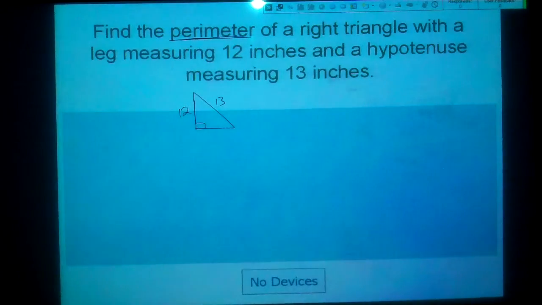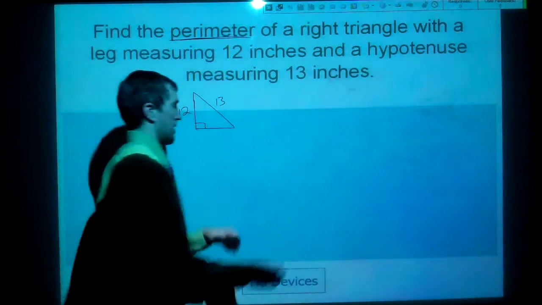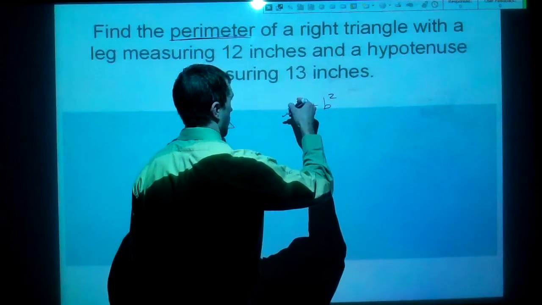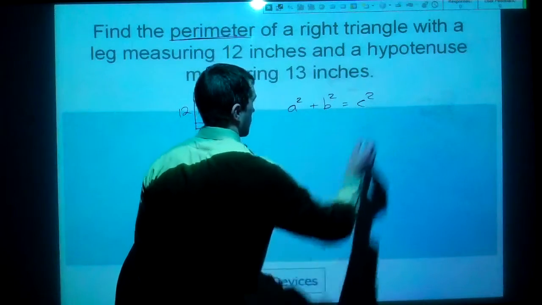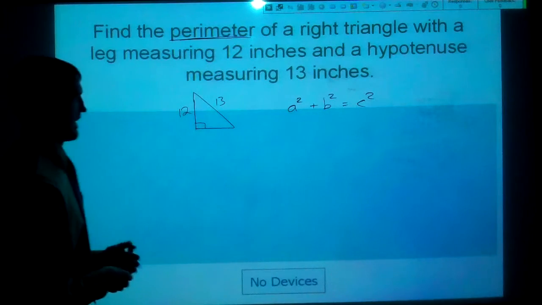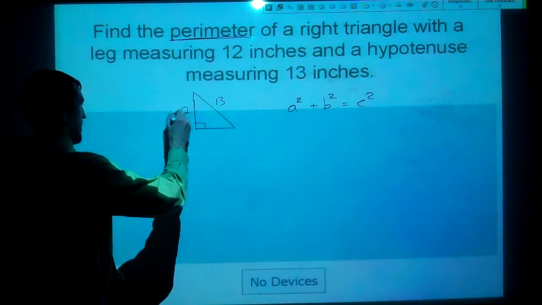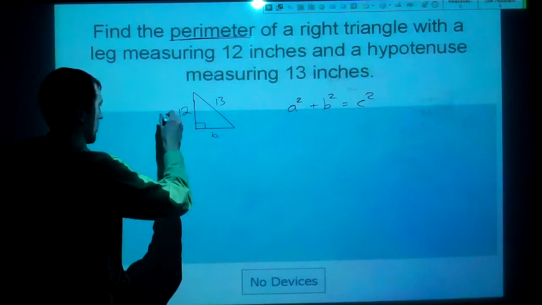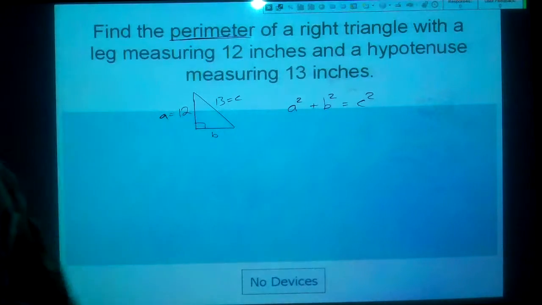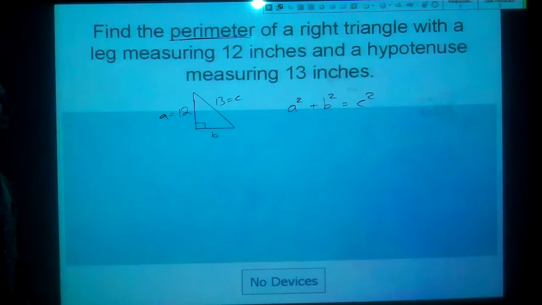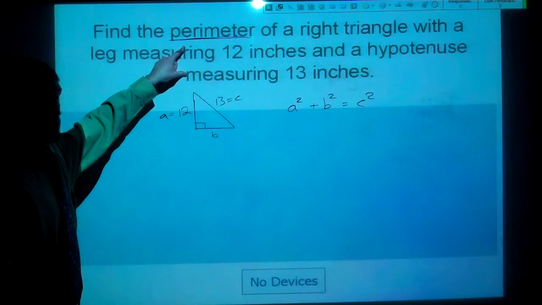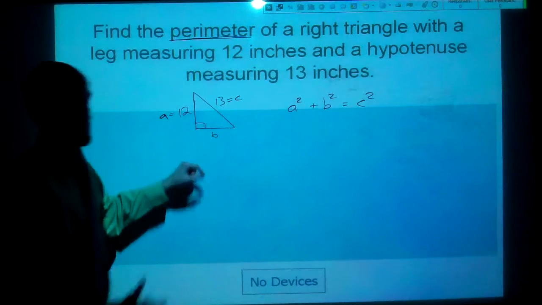All right, now our Pythagorean theorem for right triangles says a squared plus b squared equals c squared. And our legs were the a and b. So let's call this a. Let's call this b. And hypotenuse is always c in our equation. You will be given this equation tomorrow. Okay? Now, we don't want to forget that we want to figure out the perimeter. So, once we figure out what b is, that's not the end.